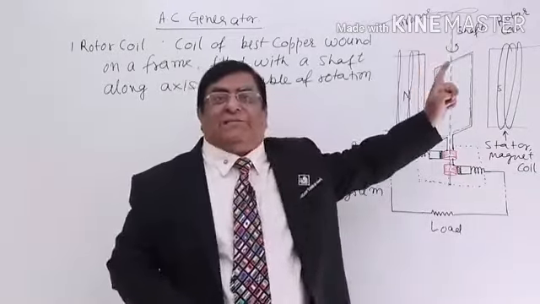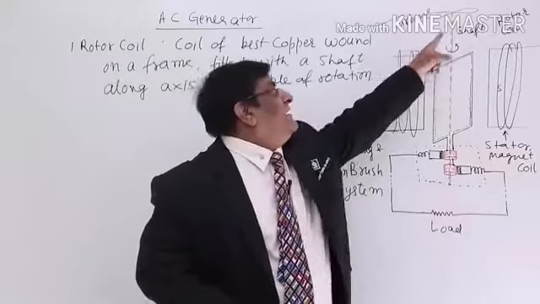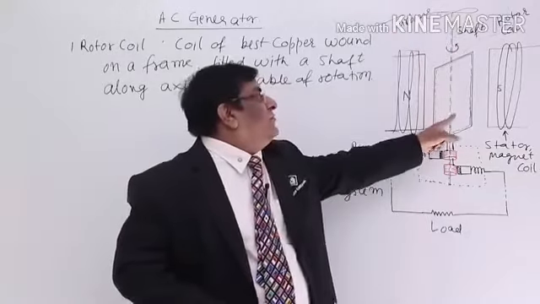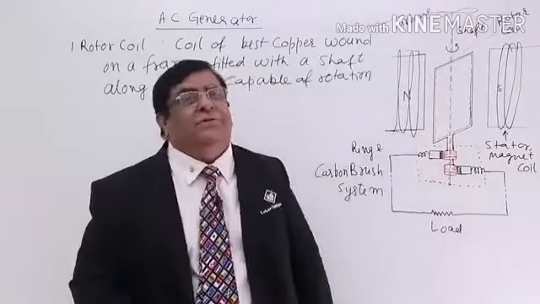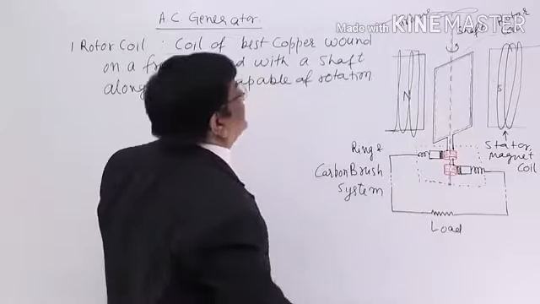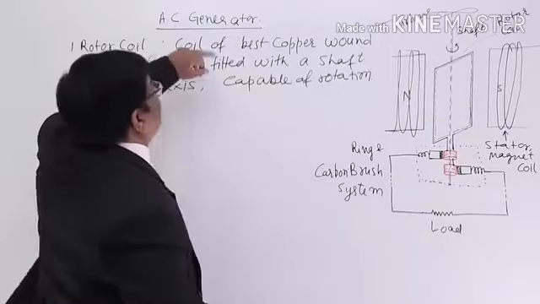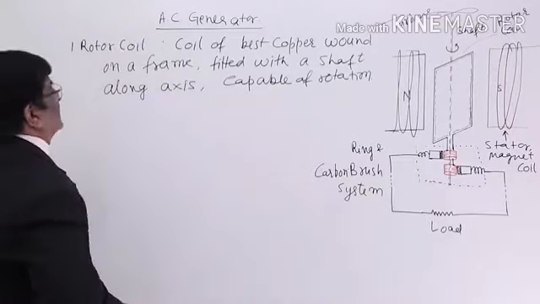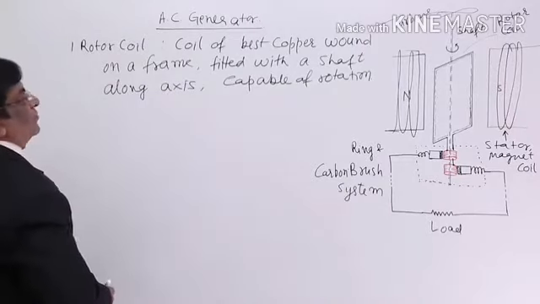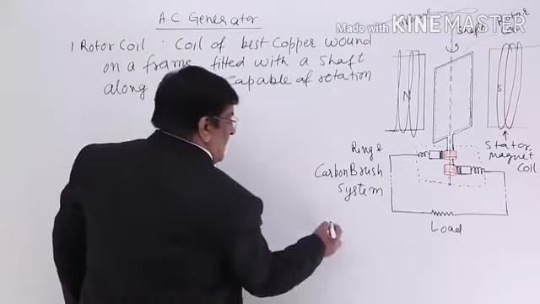So in any case, we have to rotate the shaft so that this coil is rotated, and that energy will be converted into electrical energy. So what is a dynamo? What is an AC generator? This is a device. I should have written it in the introduction. No problem, I will write it here.